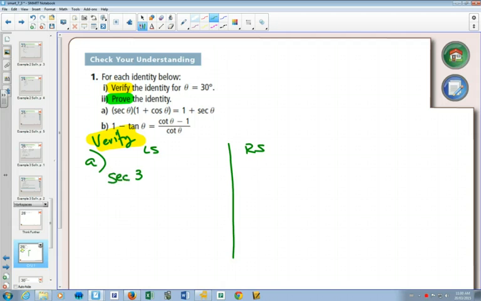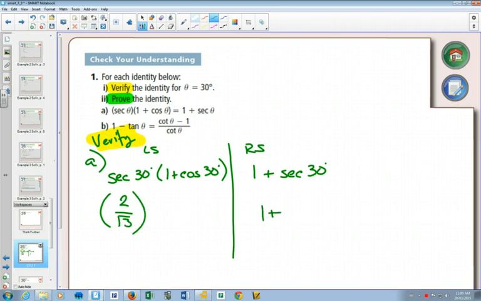So I need to do secant of 30 degrees, and then 1 plus cos of 30 degrees on this side. And the other side, I do 1 plus secant of 30 degrees. So we plug in the value for theta, and now it becomes a pi plate question. 30 degrees is your pi over 6 family. Cos of 30 degrees is root 3 over 2. So secant of 30 degrees is 2 over root 3. And you can do that on this side as well. And then we have 1 plus cos of 30 degrees, which would be root 3 over 2.